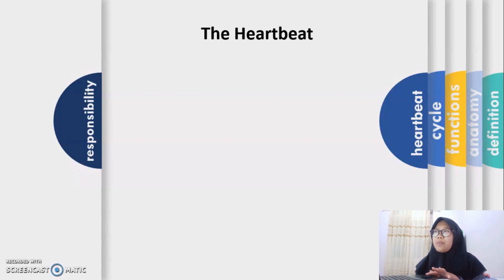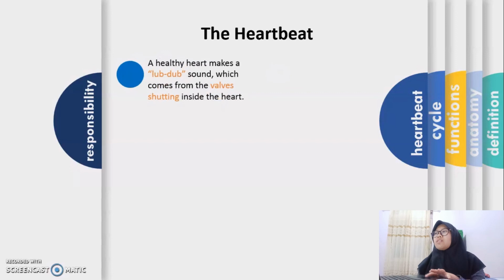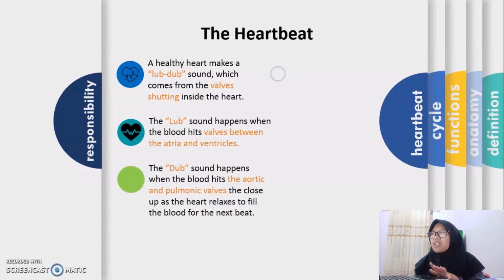And the next is the heartbeat. A healthy heart makes a lub-dub sound which comes from the valves shutting inside the heart. The lub sound happens when the blood hits the valves between the atria and ventricles. The dub sound happens when the blood hits the aortic and pulmonary valves. They close up as the heart relaxes to fill with blood for the next beat.